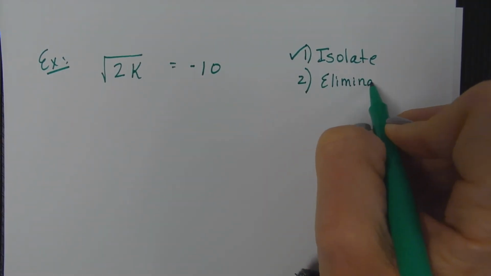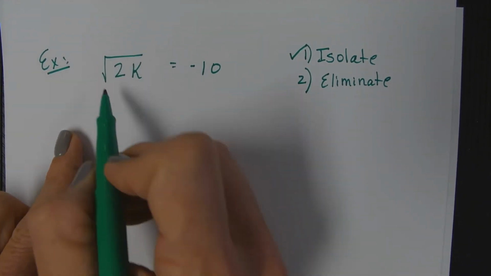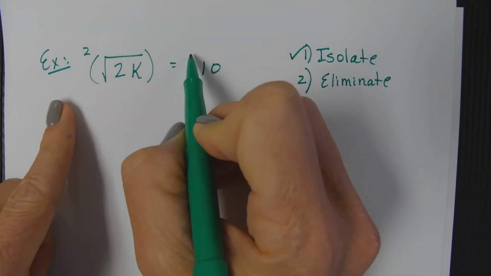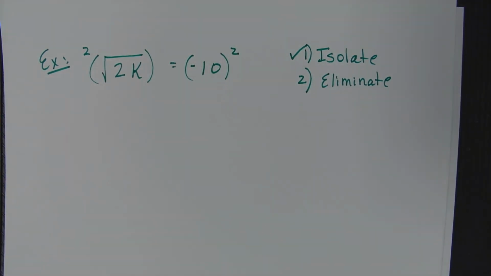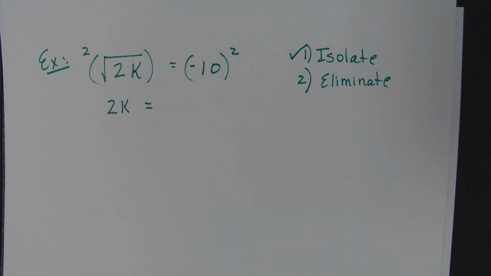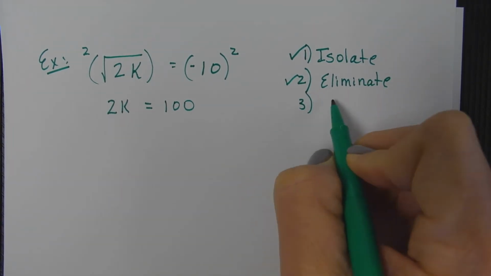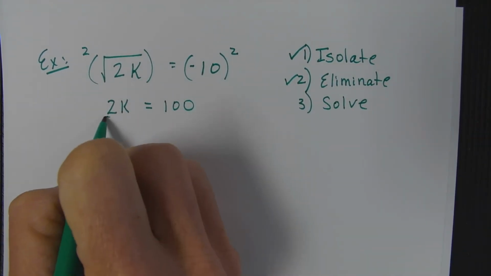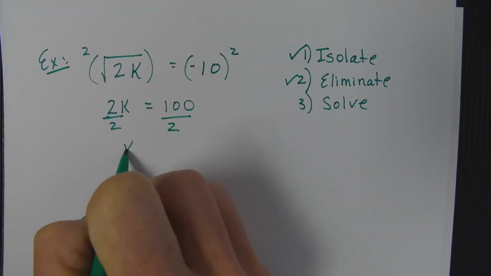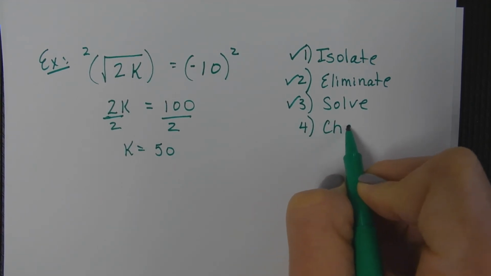eliminate. Like Jenny said on the last one, there's an understood 2. So how do we eliminate the radical? We square both sides. So you're going to end up with 2k equals negative 10 times negative 10, which is positive 100. All right, so now solve. Divide by 2. K is equal to what? 50. Now, number 4, check.